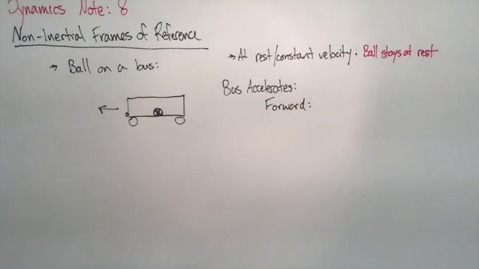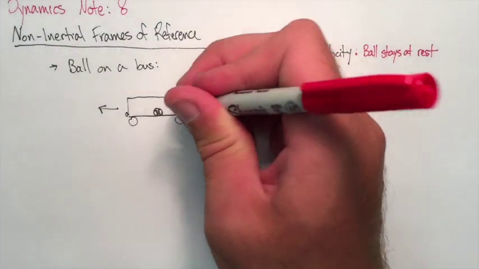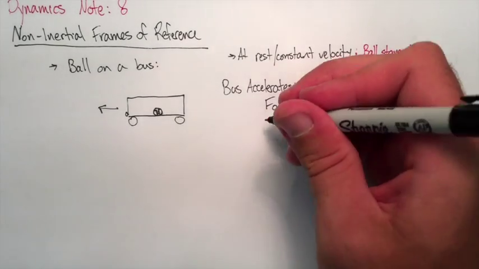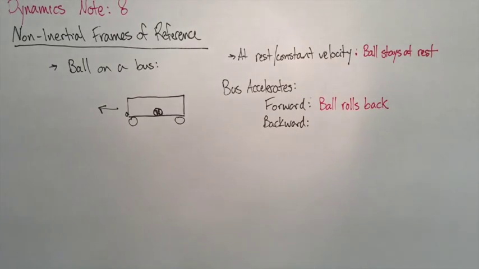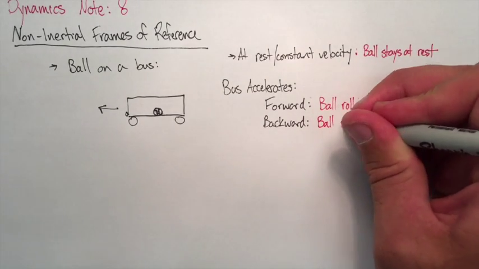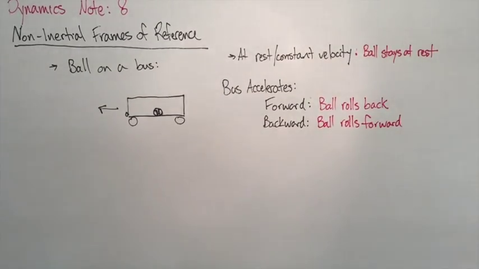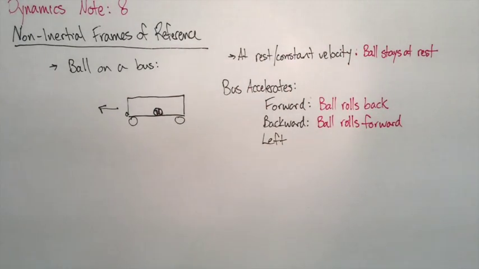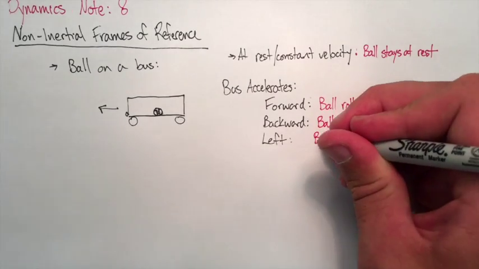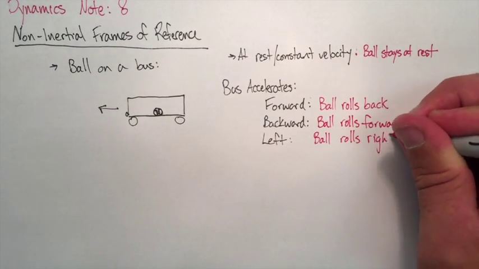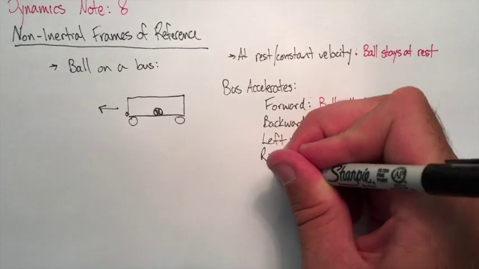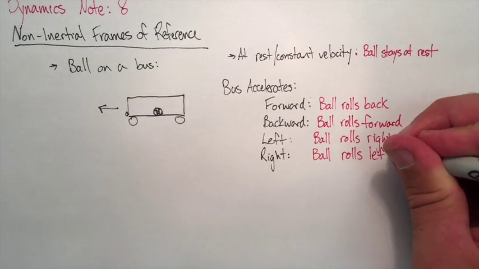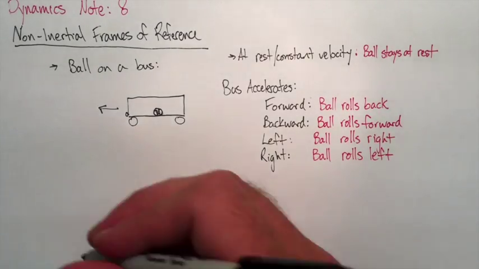If it accelerates in the forward direction, what are you going to see the ball do? The ball is going to roll back. How about when the bus accelerates backwards, so when it's slowing down? The ball will roll forward. Now let's say the bus accelerates to the left, which means it's turning towards the left. We're going to see the ball roll right. And then finally, if the bus turns right, the ball is going to roll left. The ball is going to basically do anything opposite to what the bus does.